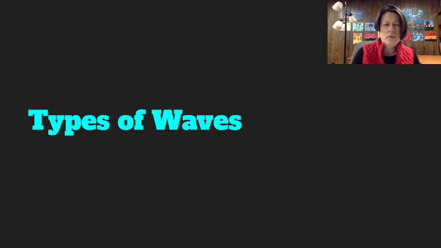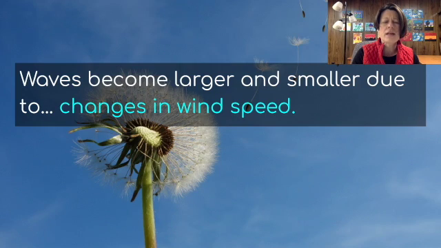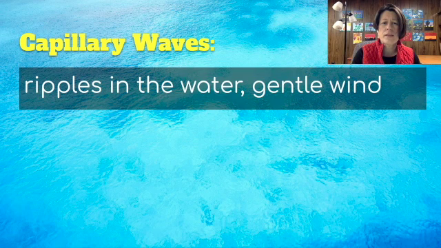Now that we know the parts of a wave, let's talk about different types of waves we find in the ocean. What we have to understand about waves is that waves become larger and smaller due to changes in wind speed. Most waves are due to wind speed. There are a few exceptions that we'll talk about. The first type of wave I want to talk about are those little ripples in the water from a gentle wind, and we call these capillary waves.